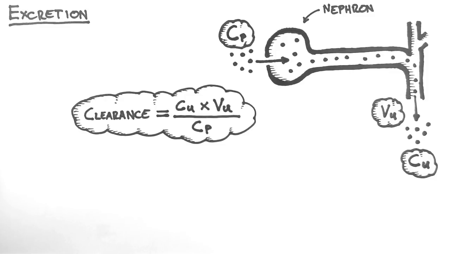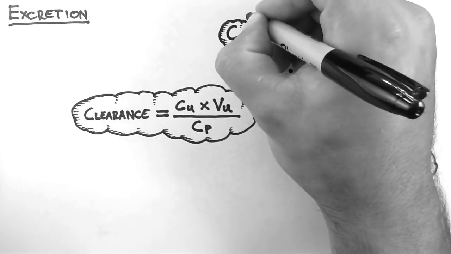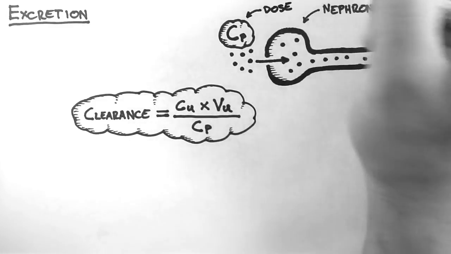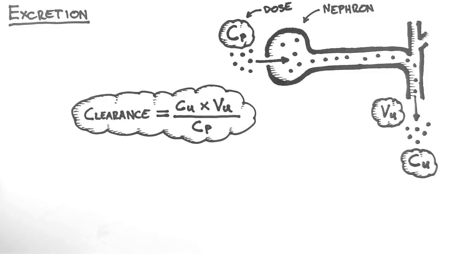So let's look at the factors which affect these values. The concentration in the plasma is primarily related to the dose of the drug being given. The more drug, the higher the concentration in the plasma. The volume of urine produced is mostly related to the glomerular filtration rate. Hence, people with kidney disease who have a low glomerular filtration rate will also have a lower clearance. Thus, drug dosing may need to be adjusted as they will not get rid of the drug as quickly as someone with normal kidneys. Now let's look at the concentration in the urine.